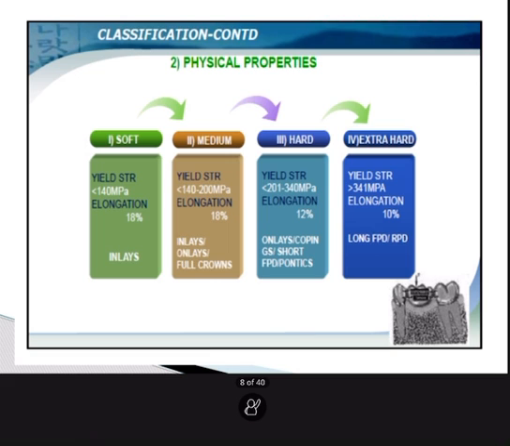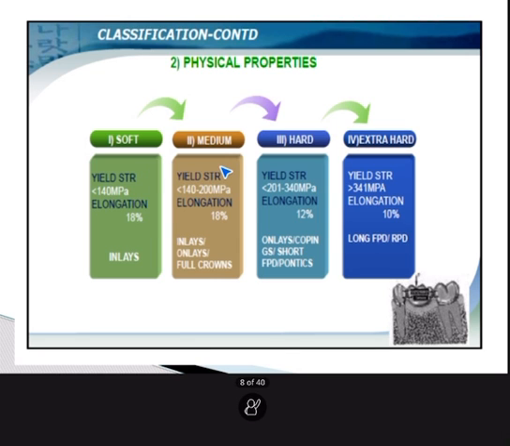The first classification is according to the noble metal. The second classification is according to the physical properties. For the physical properties, we have four types. The soft type has less yield strength. Its elongation is good, but yield strength is less, so it is used only for inlays.